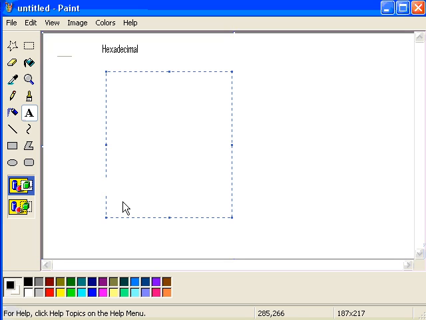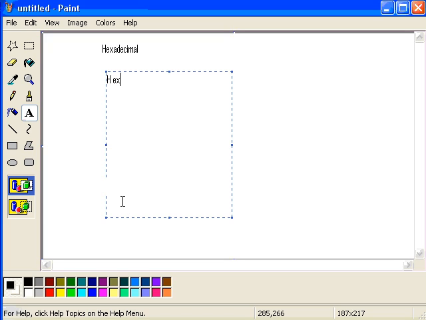Now, I'm going to spell it out: Hex, DEC for decimal, and BIN for binary. Now the hexadecimal values, the 0 is a 0. The 0 in hex is a 0 in decimal, and it's also 4 bits, 4 zeros, in binary.